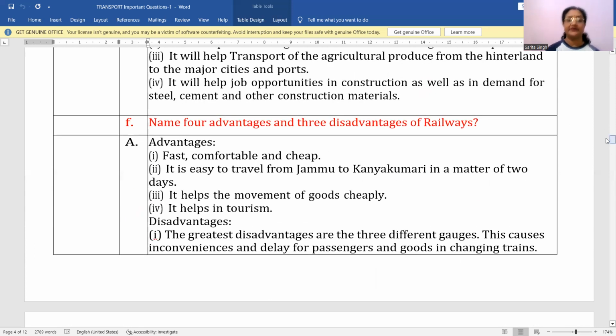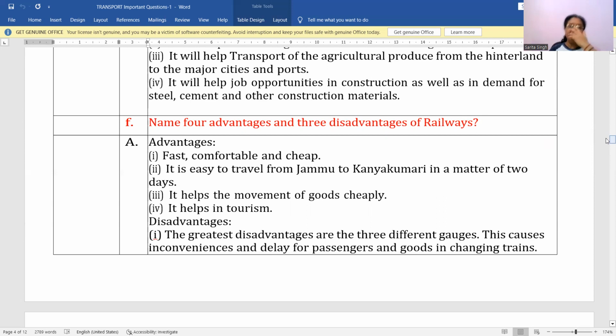अब railways की बात हम करें, advantages में क्या होंगे? It is fast, it is comfortable, it is cheap, right? Then it is easy to travel from Jammu to Kanyakumari in a matter of 2 days. Then it helps the movement of goods cheaply. It helps in tourism. It is very comfortable for the old people, for the children, or for the families especially. This is a very comfortable means of transport.